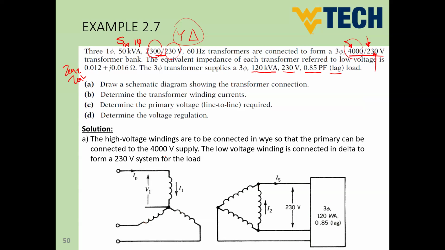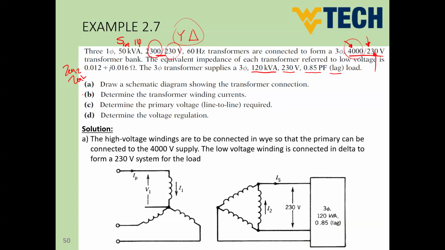So this is the solution of part A. Here, guys, the textbook describes that the high voltage winding, which is the primary one, is to be connected in Y so that the primary can be connected to the 4000 volt supply. And the low voltage winding is connected in delta to form a 230 volt system for our load. So this is our connection here.